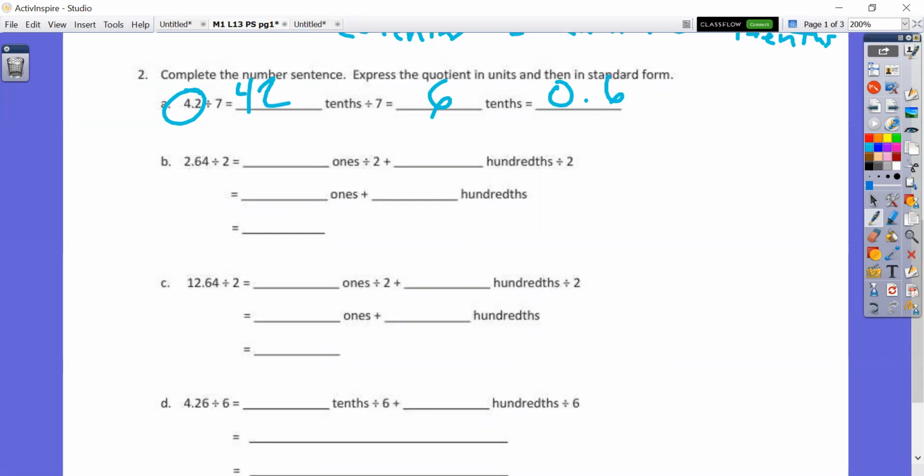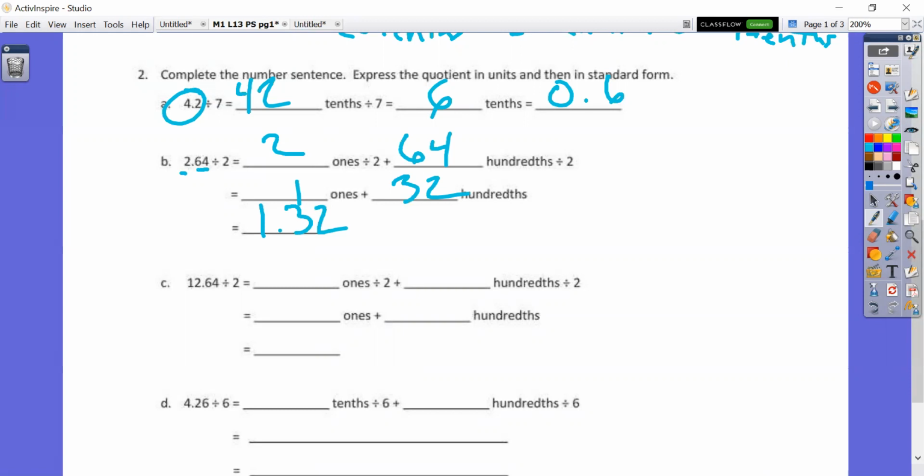So let's keep working on this one. Okay, so they want us to look at the number sentence. Whoops, sorry, I hit my space bar. It wants us to convert it to ones and then hundredths. So, well, there's 2 ones in this number, and then there's 64/100. Well, 2 divided by 2 is always 1. Well, anything divided by itself is always 1, I should say. And then 64 divided by 2, so we're talking about hundredths, so if I cut that in half, I'm left with 32. So 1 plus 32/100, 1 and 32/100. Great.